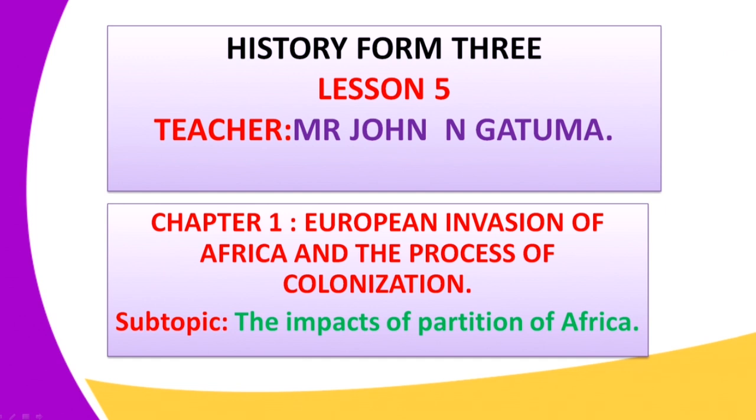So we shall continue on our chapter 1, that is the Europeans' invasion of Africa and the process of colonization. We have been looking at the process of partitioning of Africa, and we say it culminated in the Berlin Conference that was convened by the German Chancellor, Otto von Bismarck. In this conference, all the European nations, the 15 powers including the USA that attended, came up with the terms of the Berlin Conference.